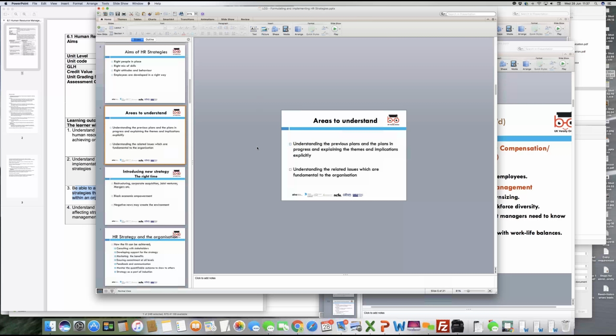Now, some of the things that we need to understand about why HR also looks at building these strategies is to look at the previous plan and how they can make it different this year. So every year, a lot of employees go through performance appraisals.